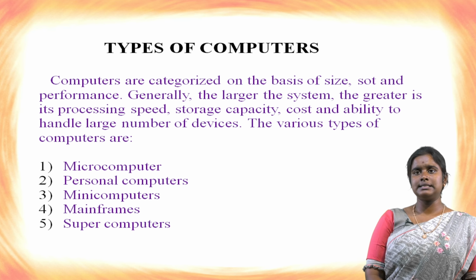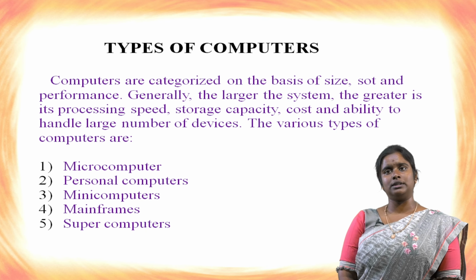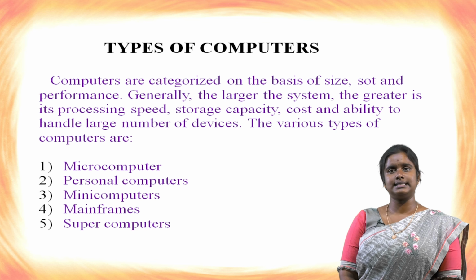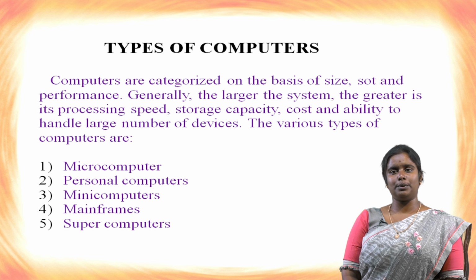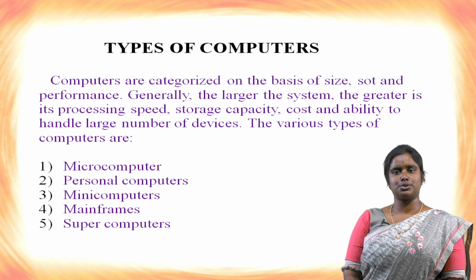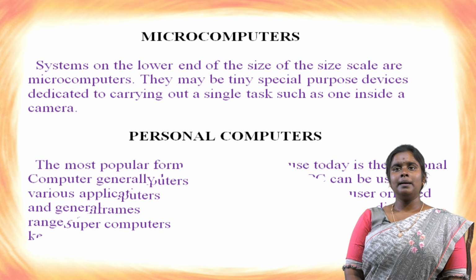The next one is types of computer. Computers are categorized on the basis of size, sort and performance. Generally, the larger the system, the greater its processing speed, storage capacity, cost and ability to handle a large number of devices. The various types of computers are microcomputer, personal computer, minicomputer, mainframe computer and last one is supercomputer.